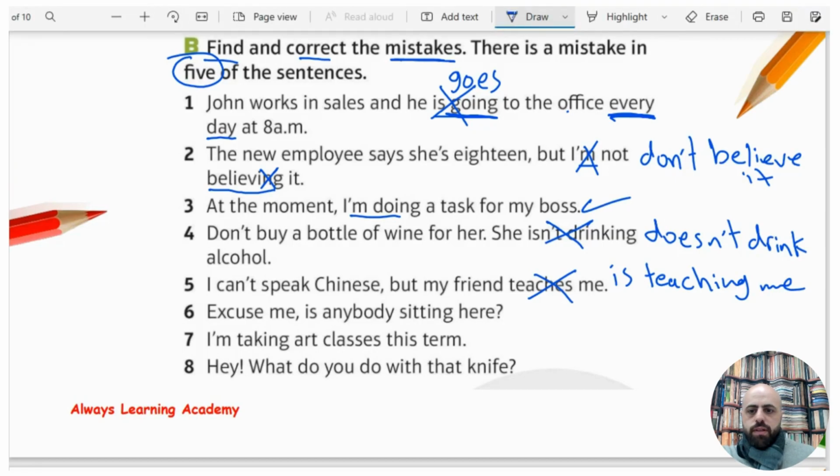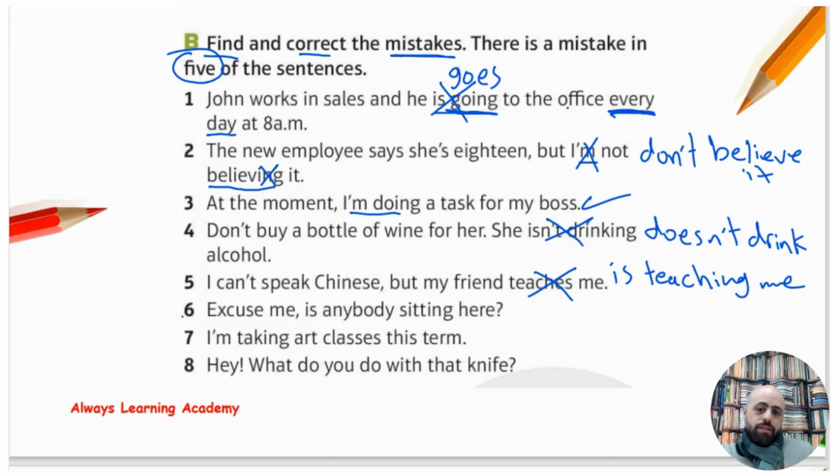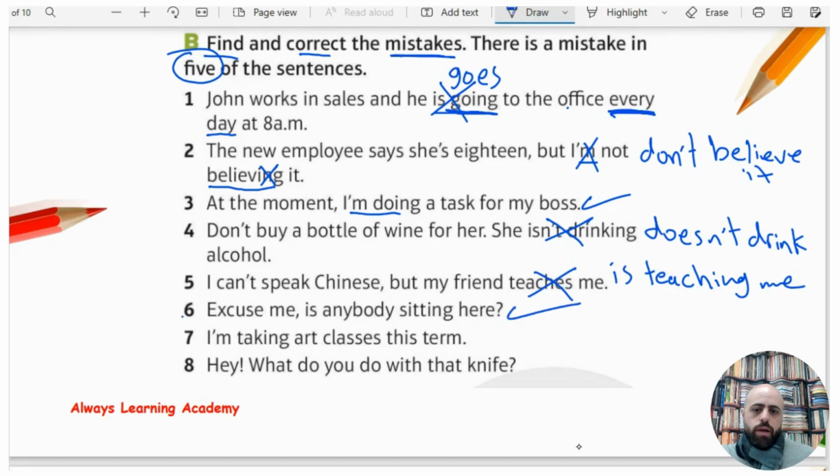Okay, for number 6, excuse me, is anybody sitting here? So this is like a situation happening right now. You are asking someone, is anybody sitting here? So present continuous, which is fine.